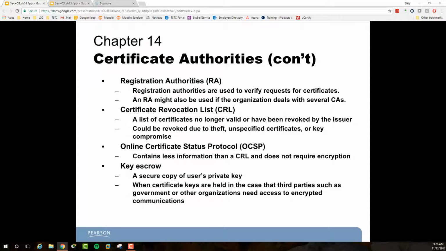A registration authority is used to verify requests for certificates. If you have a whole bunch of certificate authorities in your organization, you might need a registration authority, or that might just come straight from the CA.